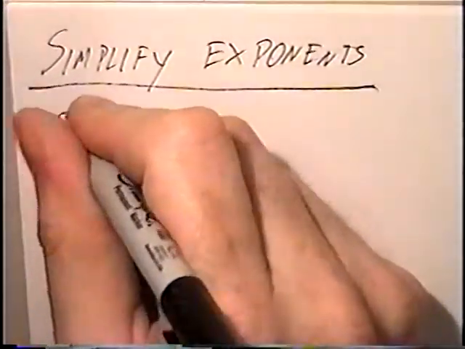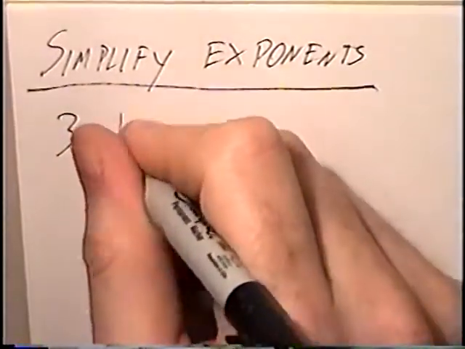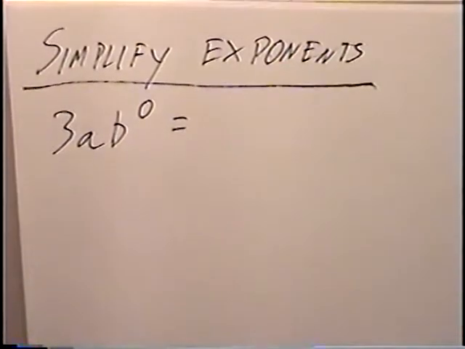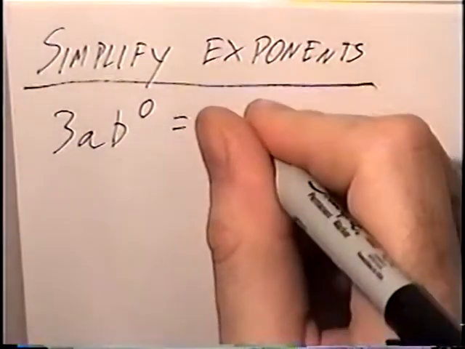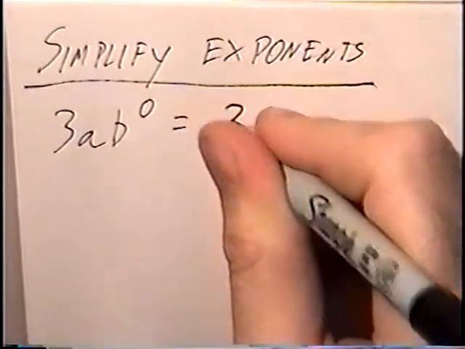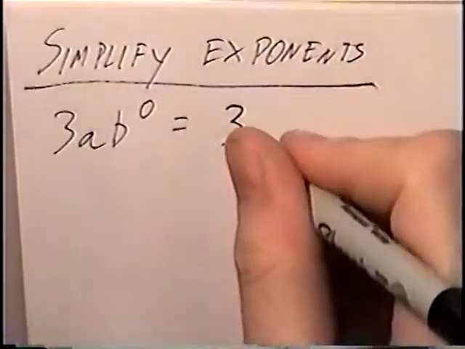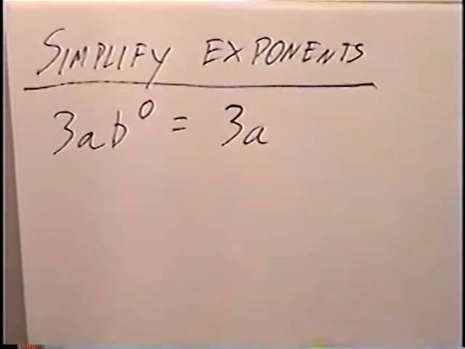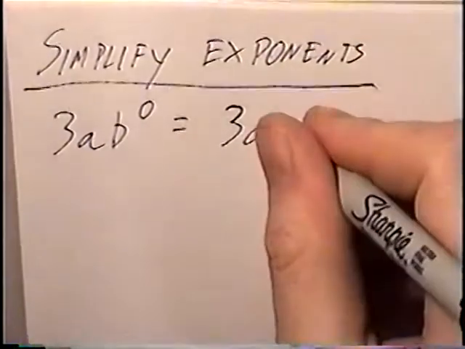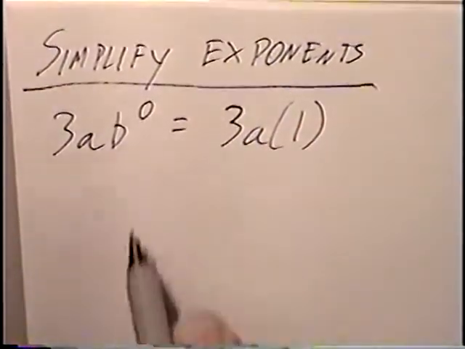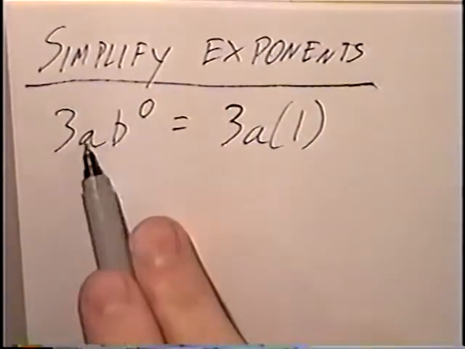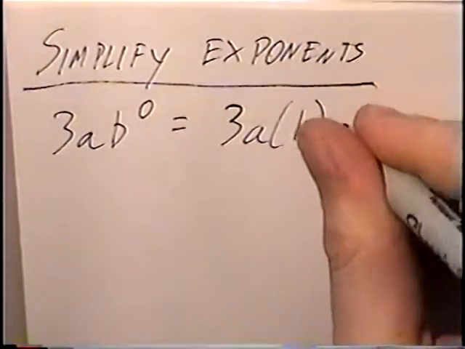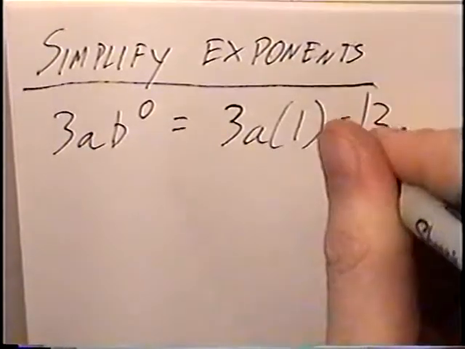First question is 3a b to the 0 power. Simplifying this, the 3, if it does not have an exponent, would stay the same. The a also does not have an exponent, so that would stay the same. And b to the 0, if you remember from previous lessons, anything to the 0 power is equal to 1. So the 0 exponent only goes to the b, it does not go to the a or the 3. And we have 3a times 1, so our final answer would just be 3a.